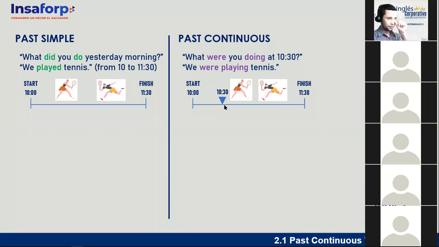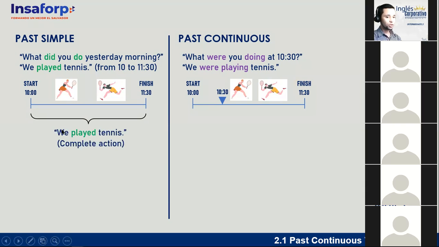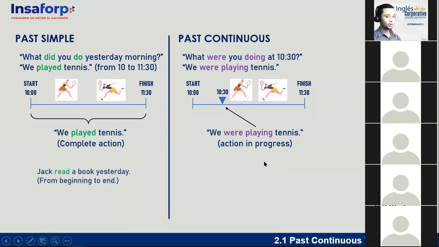That is the difference. Past simple is for a complete action. Past continuous is for an incomplete action. It's an action in progress in a specific moment in the past. Let's see some more examples. When you say, we played tennis, that's a complete action. But when you say, we were playing tennis, that's an action in progress in a specific moment.